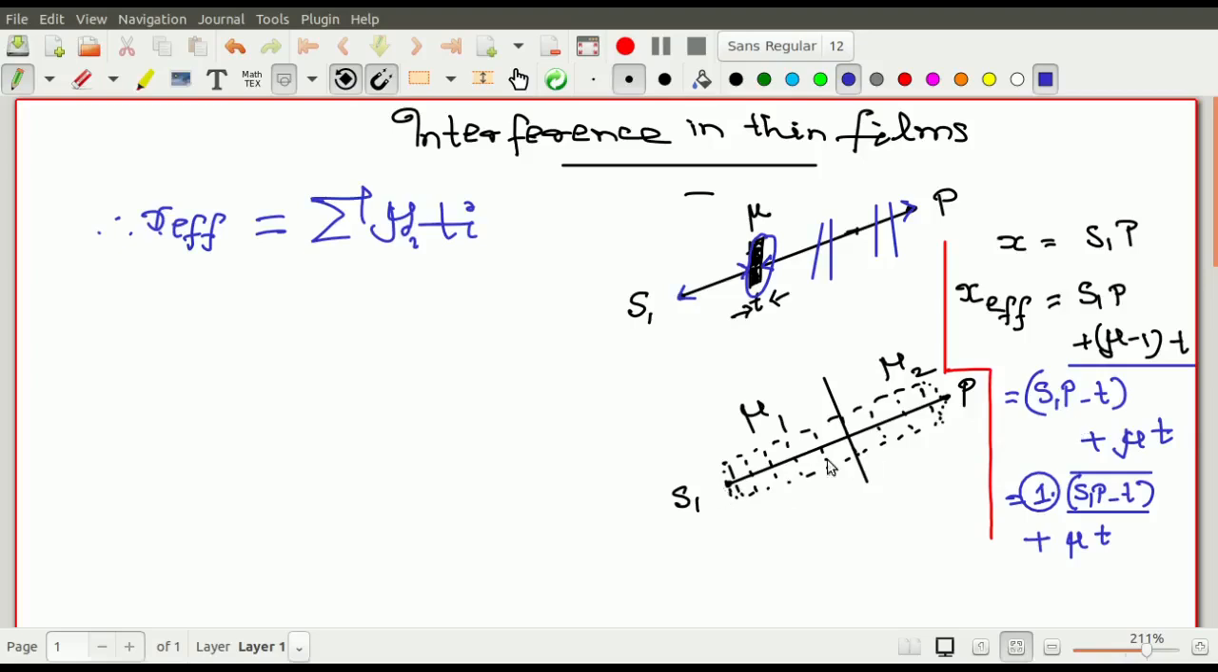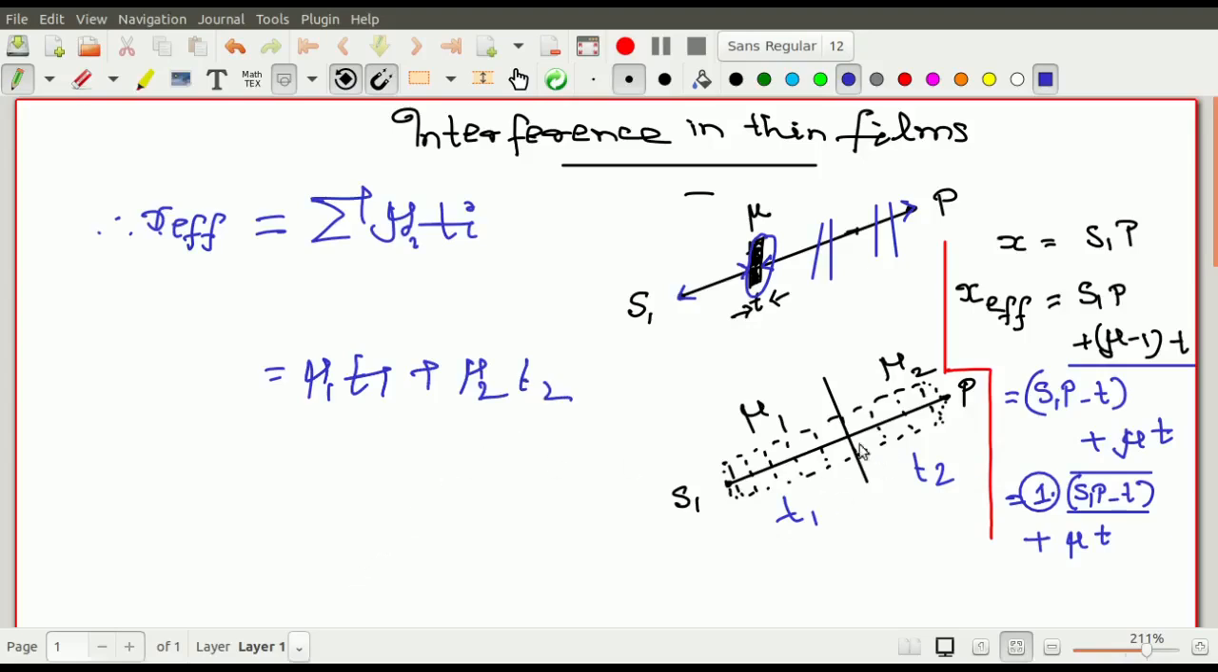Now tell me, what will be the idea in this particular case? Suppose this thickness is t1 and this thickness is t2. Then definitely in this problem the effective distance will be mu1 t1 plus mu2 t2. Got the idea?